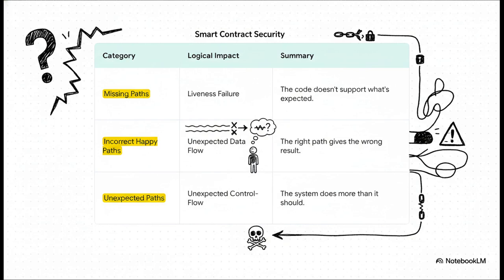So missing paths, that's the easy one. A feature you thought was there just isn't. Then you have incorrect happy paths. This is all about bad data. Think of it like a calculator where you type in 2 plus 2 and it spits out 5. You did everything right, but the answer was wrong. But the last one, unexpected paths, this is about bad control. This is the system doing something it was never, ever supposed to do. It's like a secret door opening up that shouldn't even exist. And this is where the most devastating hacks almost always come from.